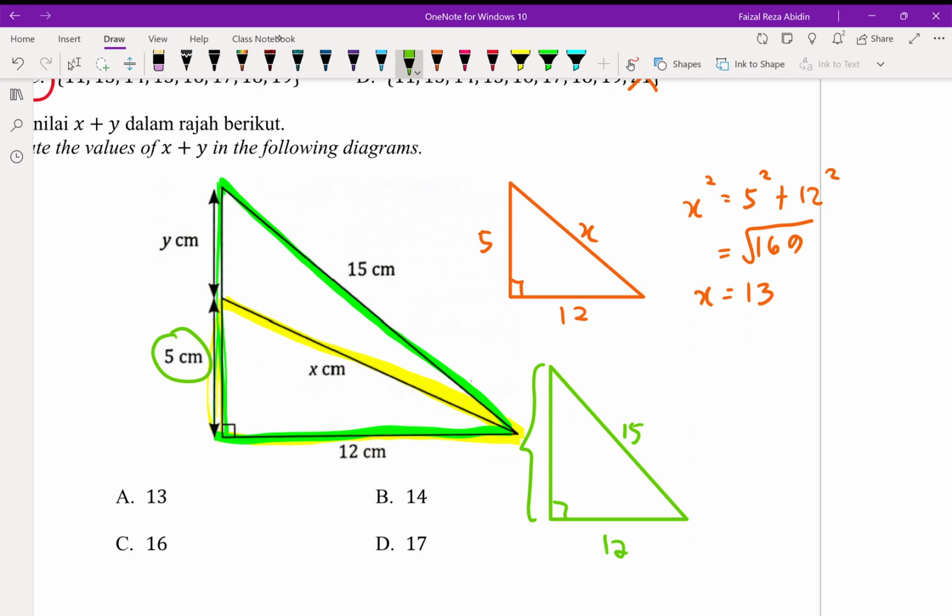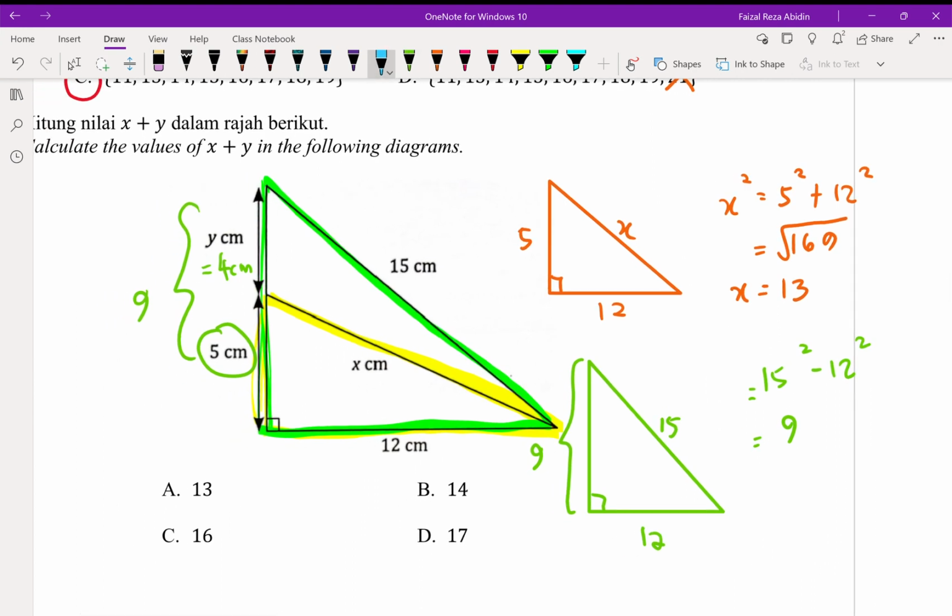So from here, we are going to have 15 square minus 12 square. So we are going to get 225 minus 144, 81. So the square root of 81, I'm going to get 9. So 9 is going to be here. So if we have the total here as 9, that means to get y here, you're going to get 4. So the question is asking us to find x plus y. So 13 plus 4, we are going to get 17.